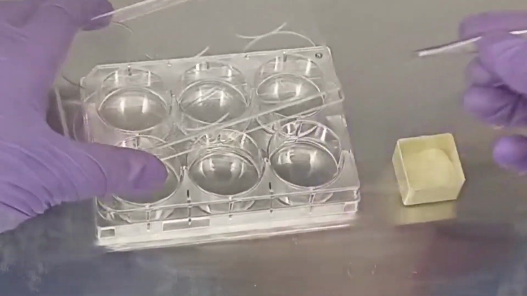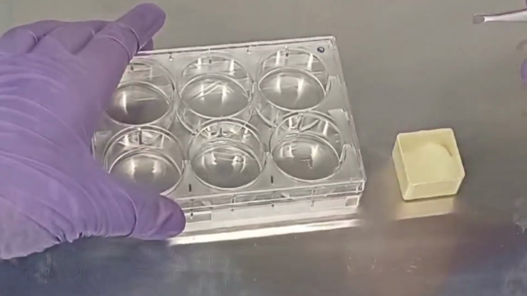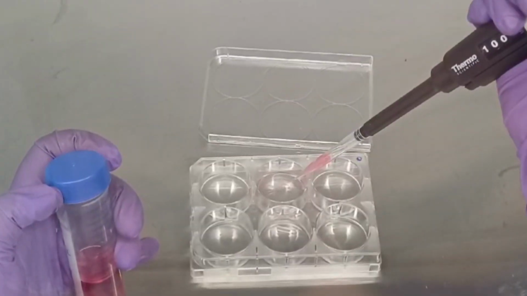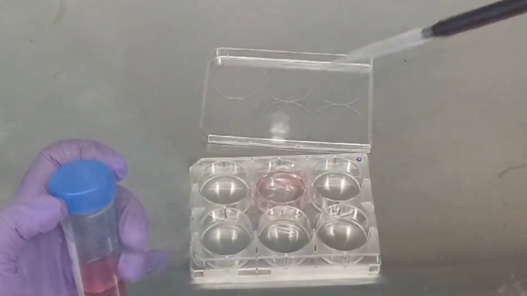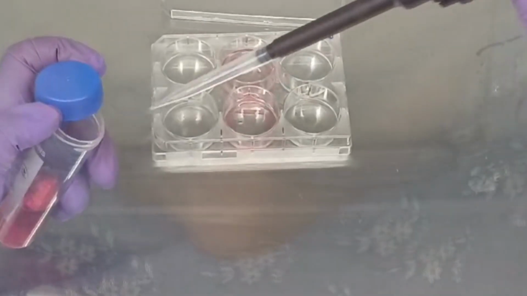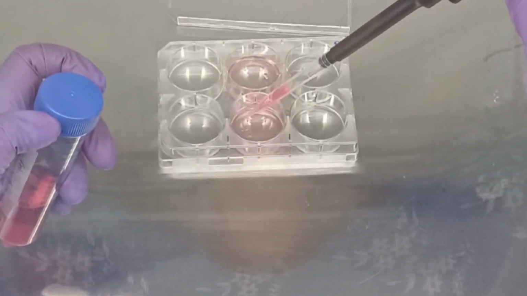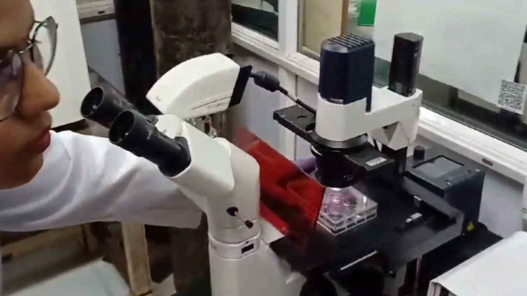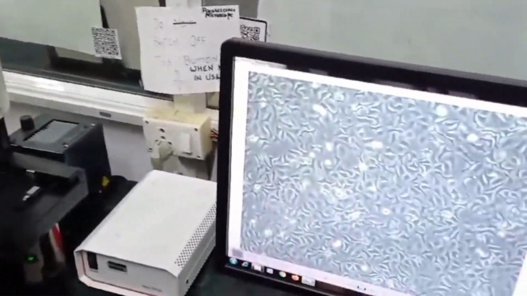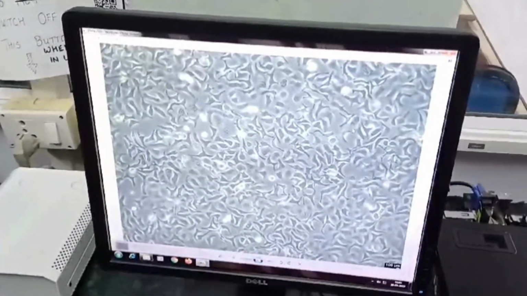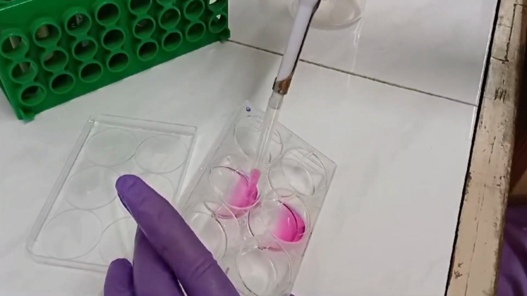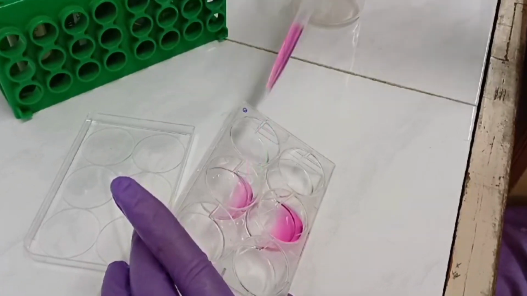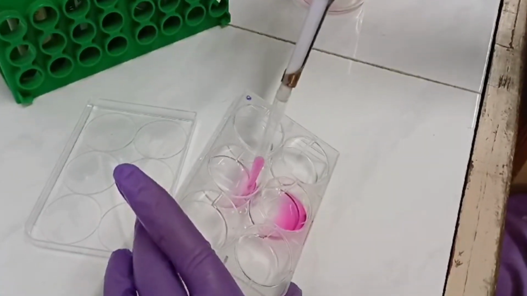After sterilization of the cover slips, the HeLa cells have to be seeded onto these cover slips which are placed on the Petri plates and they have to be allowed to grow in the incubator. Once they are confluent, the Petri plates have to be taken out of the incubator and the media has to be removed and the cells have to be first fixed.